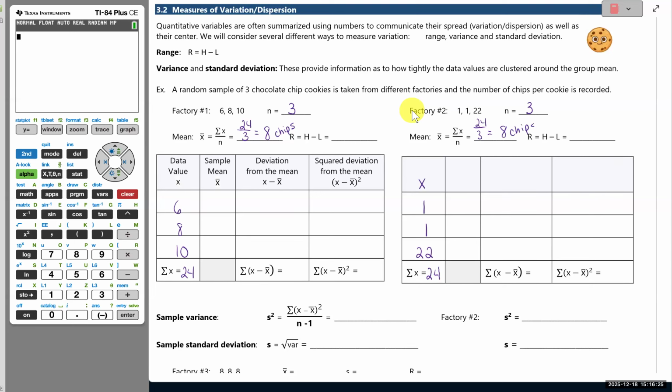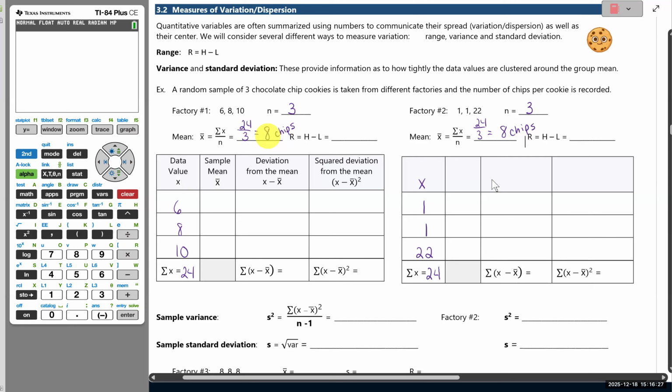What we're seeing here is that you can have 2 data sets with the same mean, but the data is quite different. In particular, factory number 2 seems to be showing a lot of cookies that differ from that mean. And that's what we'd like to measure. How do cookies differ from the group mean? So a general sense of that. We will get to that in a moment, but I wanted to record the range for each of these data sets.